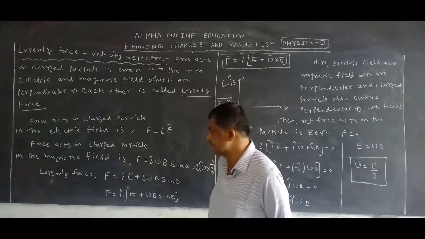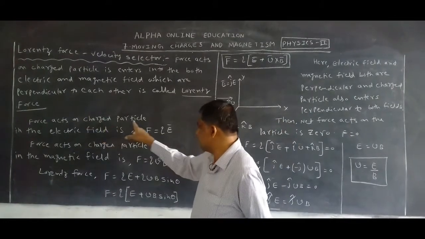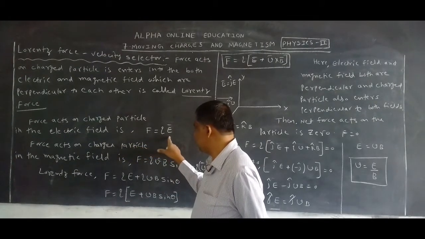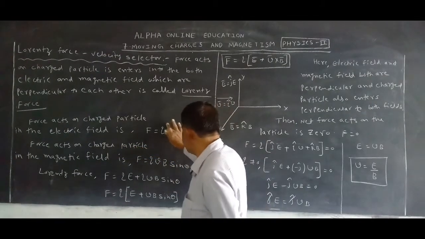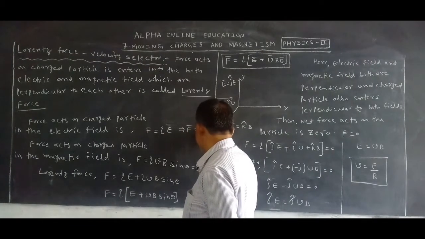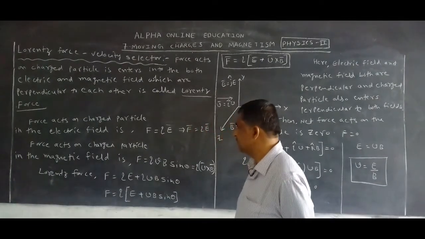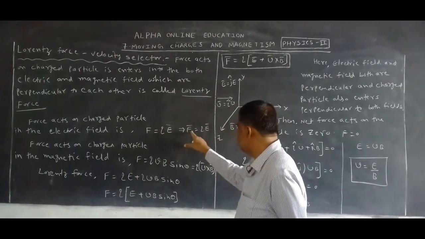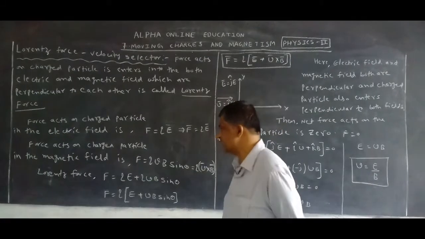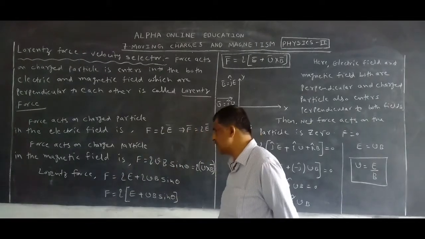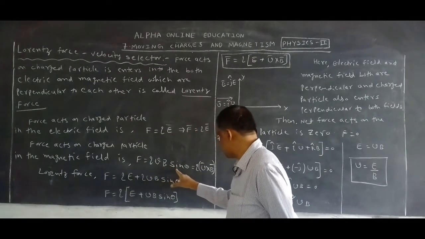We know that the force acting on a charged particle in an electric field is F = QE, or in vector form, F bar = Q E bar. Next, the force acting on a charged particle in a magnetic field. What is that? F = QVB sin theta.